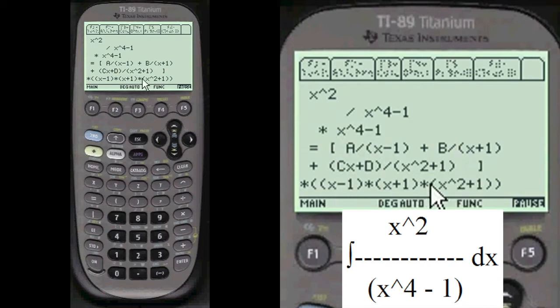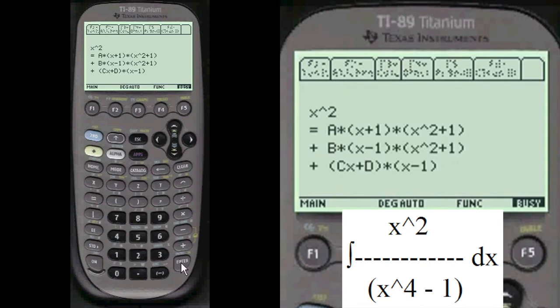And so you do that, and here's what happens. You get a times x plus 1 times x squared plus 1, b times x minus 1 times x squared plus 1, cx plus d. Notice the parentheses around cx plus d. Make sure you do that. It's a quantity. They're not individual. Times x minus 1 times x plus 1.